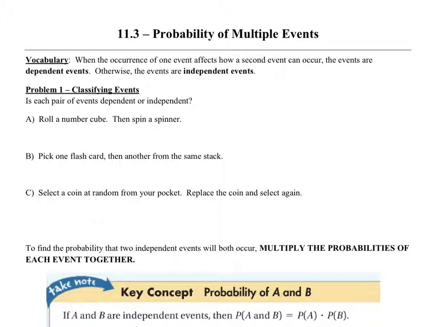So you roll a number cube and then you spin a spinner. There's nothing overlapping there. These are independent events. Pick one flashcard, then another from the same deck. Now this is careful. It's saying you have a deck of cards, you take out a card, you flip that over, and then you take out another card. That means that the total changed. Once the total of the pack or of anything changes, that's a dependent event. So do C by yourself.